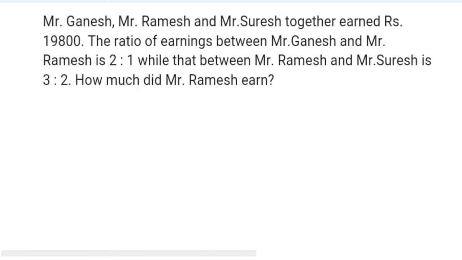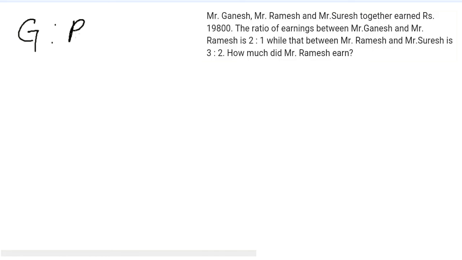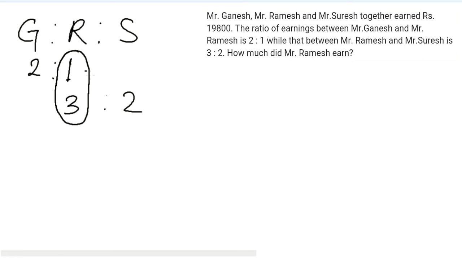Let's write down G for Ganesh, R for Ramesh, and S for Suresh. So G to R is 2:1, and R to S is 3:2. You simply need to make the middle part equal, which is 1 and 3. We are trying to write the ratios in one line. So multiply the above by 3, to make it similar. So 3 2s are 6 and 3 1s are 3. Now they are equal. You can write the below one above. So 6:3:2 is the ratio that they have between them.